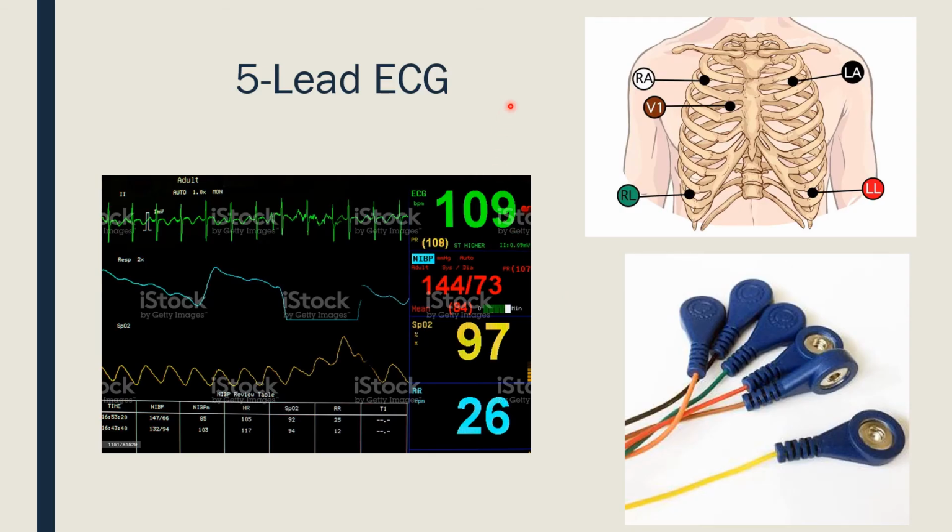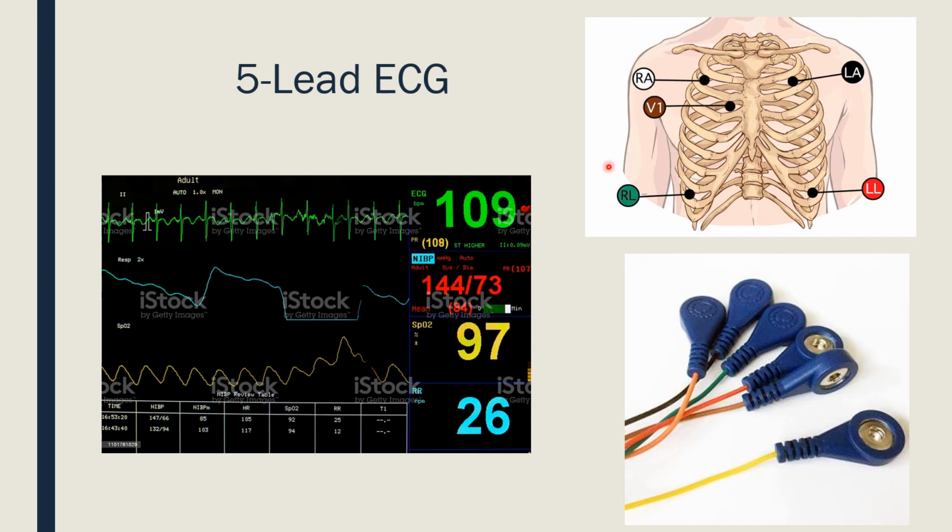And again, you can do a 5-lead ECG, and this is what the cardiac monitor looks like. And these are the electrodes that you can use, and this is the placement of the electrodes. So the right arm, left arm, okay. In here, you put the green, you put the red in here. So it's color coded, okay.